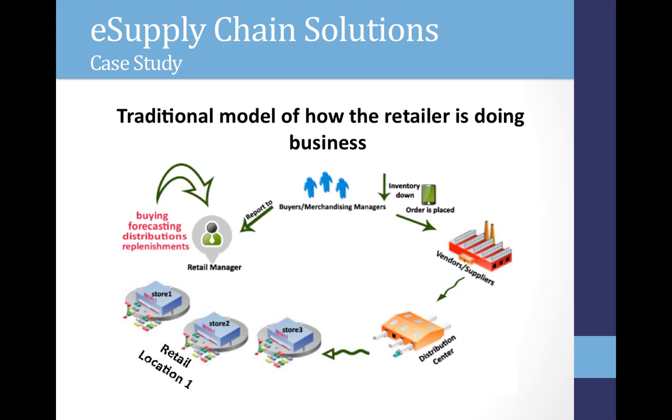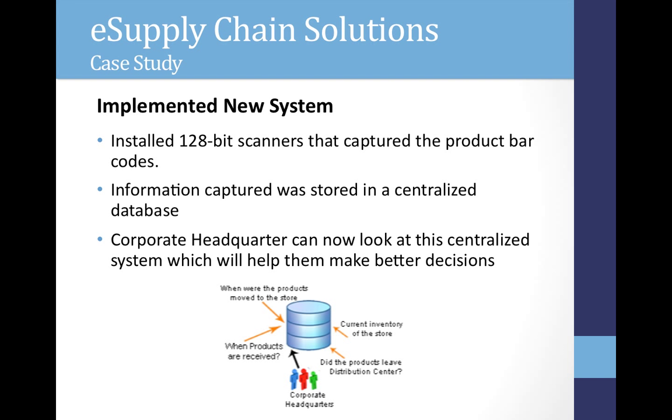The way the retailer is working right now is that each location has a retail manager, and that retail manager is responsible for buying, forecasting, distribution, and replenishment. The buyers or merchandise managers report to the retail manager when the inventory is going down. Merchandising managers place an order via phone or email to the vendors. Vendors ship out the orders to the distribution center, and distribution centers ship out the order to the retail location. This method was very costly, so the retailer wanted to reduce the cost and reduce the bullwhip effect.